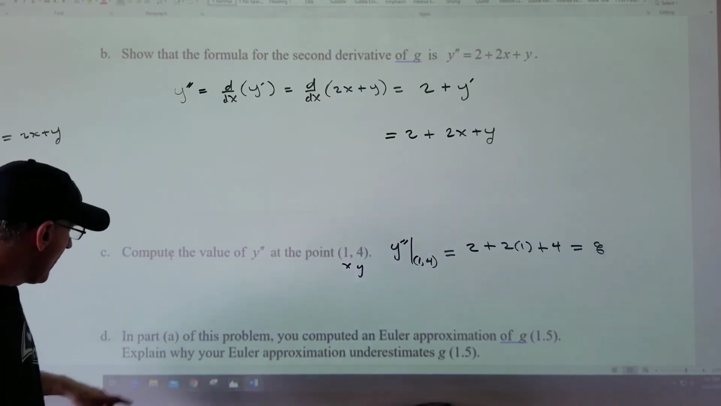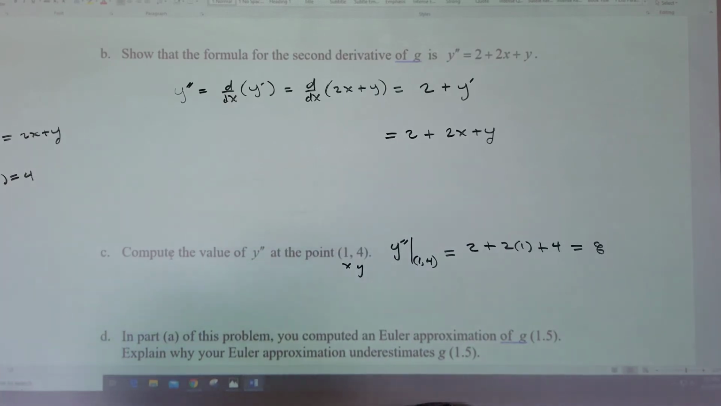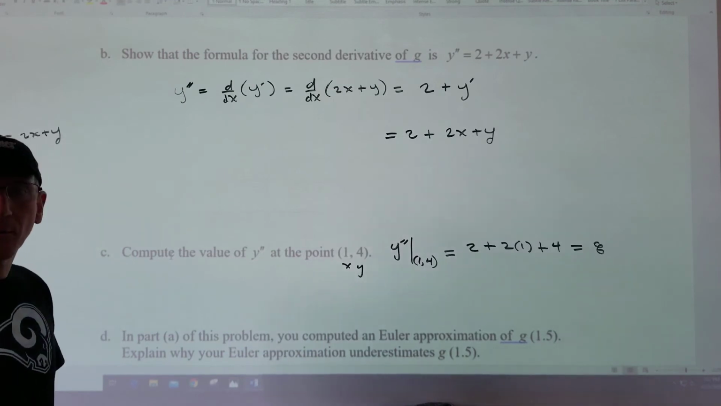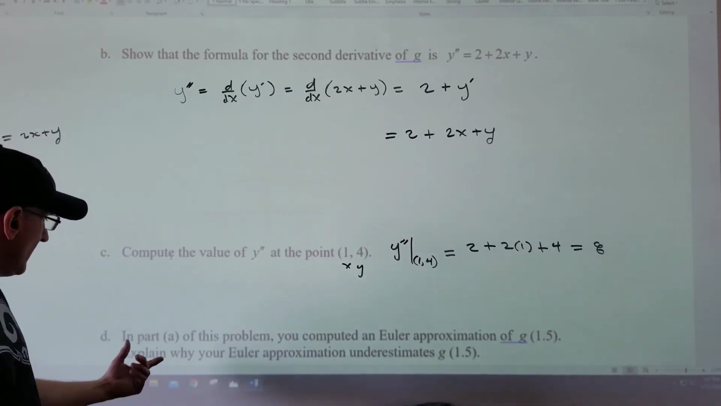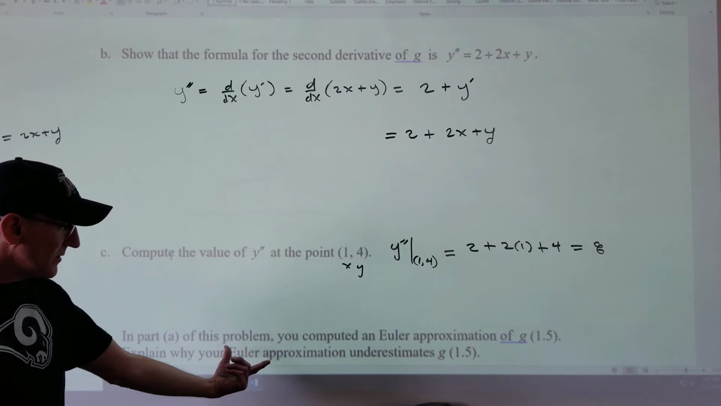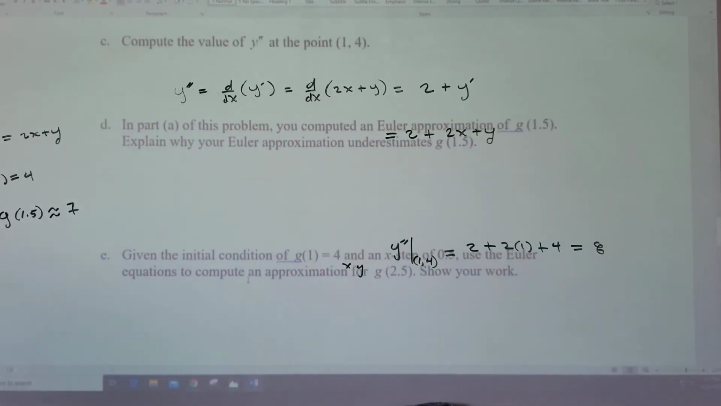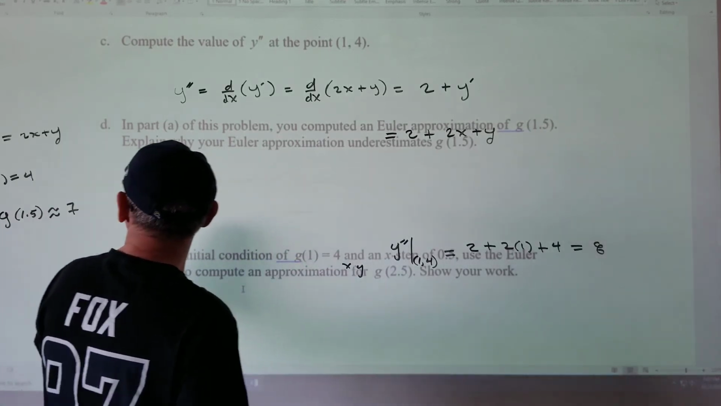Okay, in part A of this problem, you computed an Euler approximation. Remember we got g of 1.5 approximately equal to 7. Explain why your Euler approximation underestimates g of 1.5. Okay, here's what Euler said. It's going to be somewhere around 7. How do you know that's too low? The answer is, I'll explain this with a graph, but you need to know how to explain it in words.